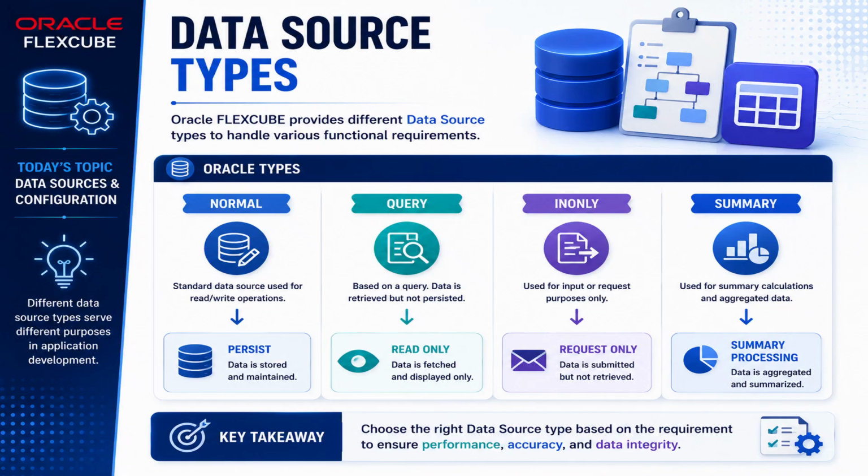Data source types. Oracle ODT provides 4 data source types: normal, query, in-only, and summary. For a normal data source, screen data is persisted in the table, and the generated package contains the required persistence code. A query data source is used only for querying. ODT generates packages without insert or update statements for that data source.